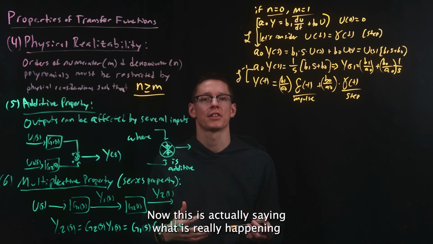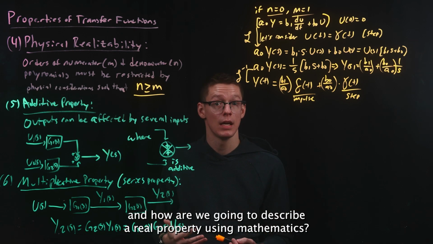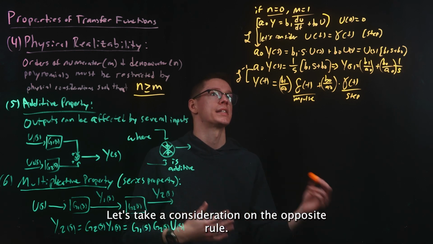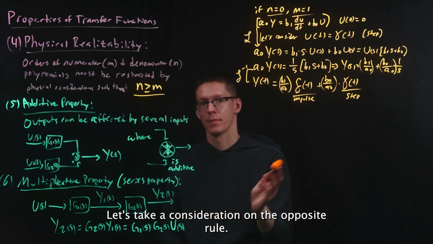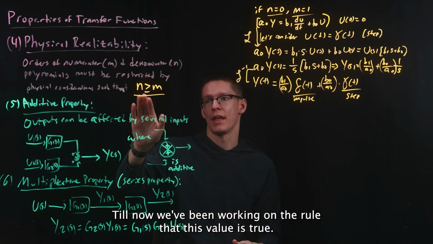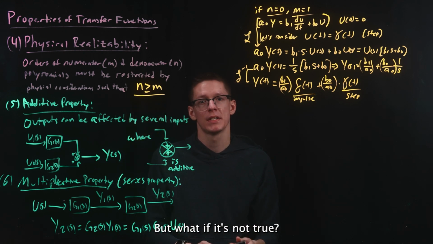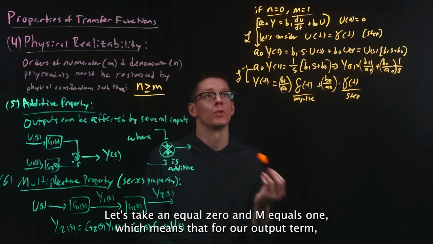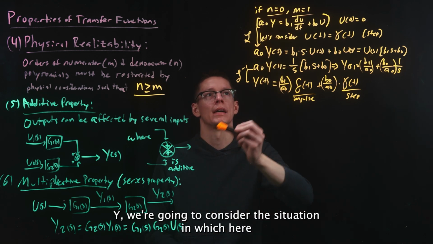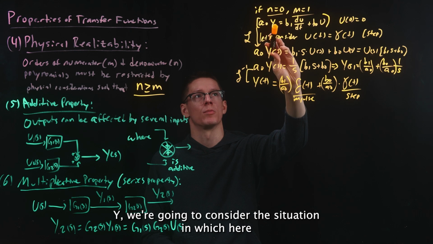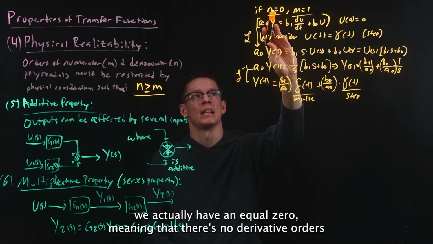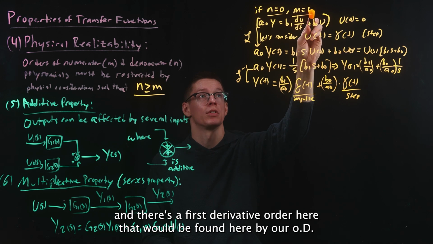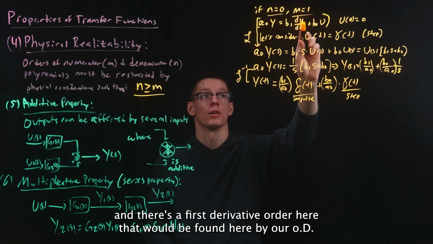Now this is actually saying what is really happening and how we are going to describe a real property using mathematics. Let's consider the opposite rule. Till now, we've been working on the rule that this value is true, but what if it's not true? Let's take n equals 0 and m equals 1, which means that for our output term y, there are no derivative orders, and there's a first derivative order m that would be found here by our ODE.